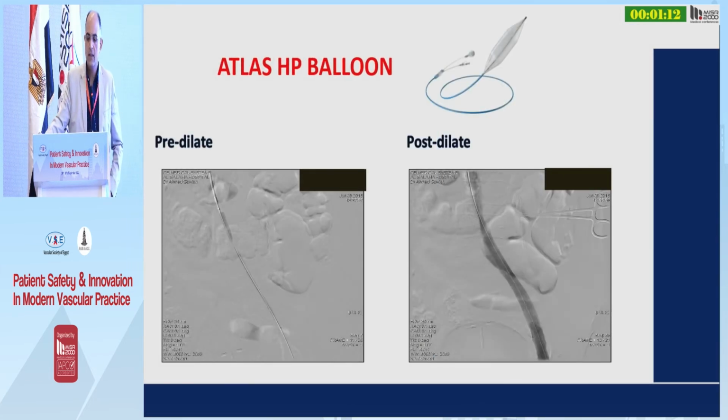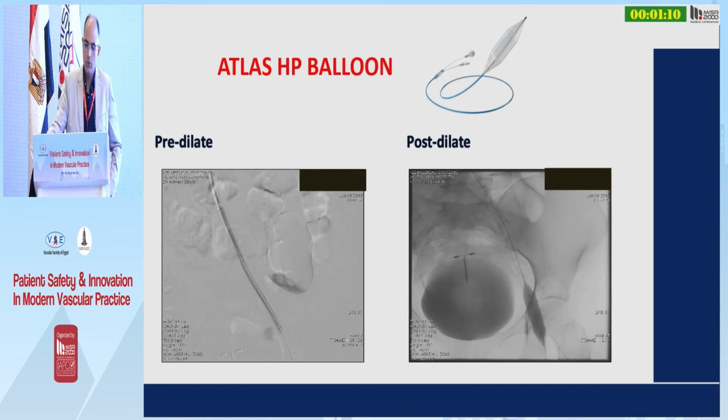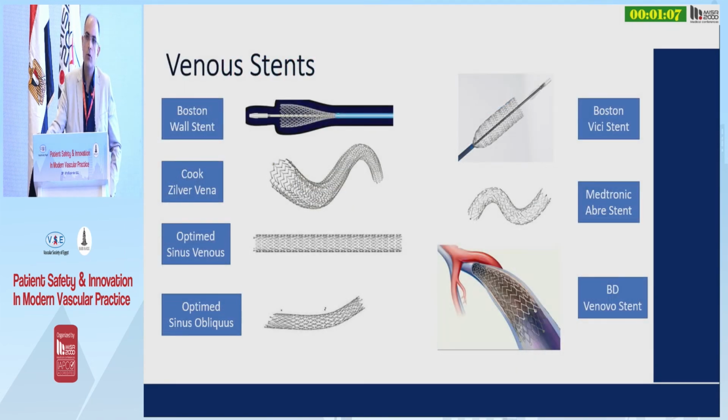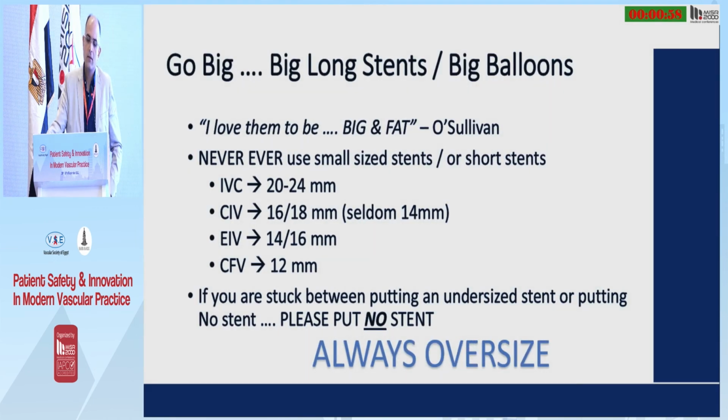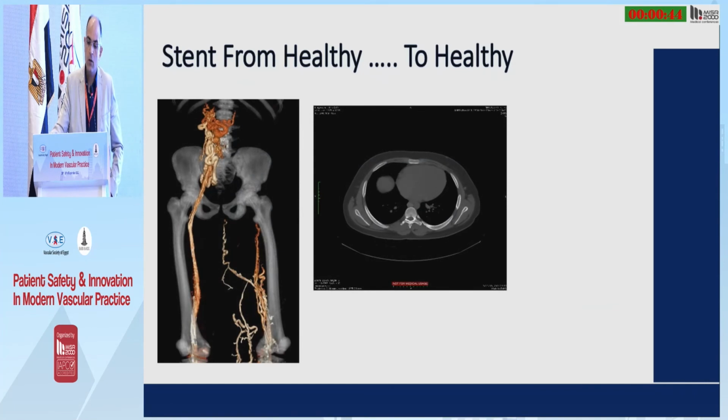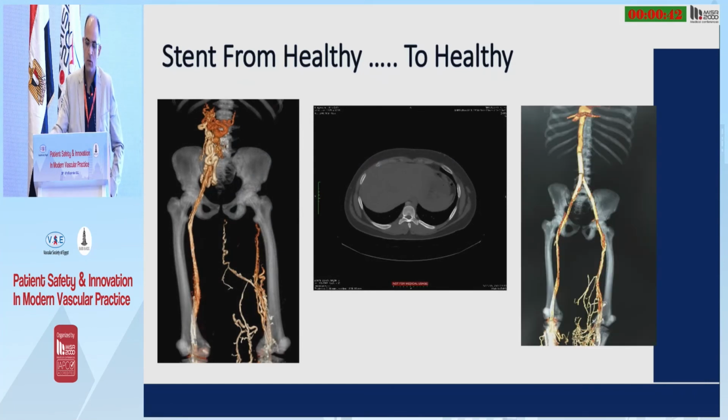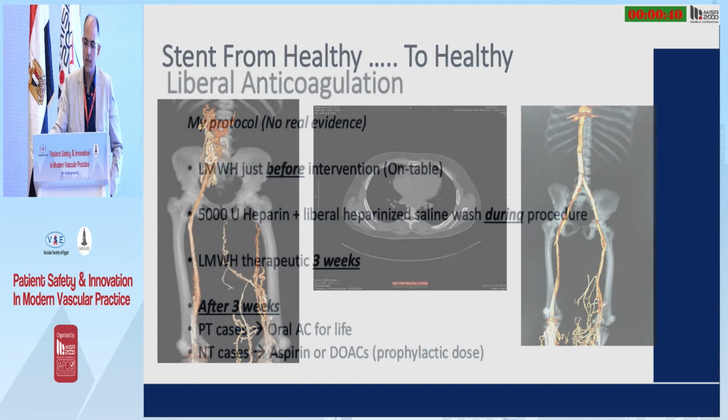We always pre-dilate and post-dilate our lesions with high-pressure balloons, Atlas balloon. And there are lots of venous stents nowadays. All of them actually work. They differ in the method of deployment, but all of them do work. And I would quote O'Sullivan, I love them big and fatty. Don't use an undersized stent. Never, never, never use an undersized stent. Always oversize and use long stents, not short ones that can migrate easily. Always stent from healthy to healthy segment to get a good outcome, and this needs pre-planning.